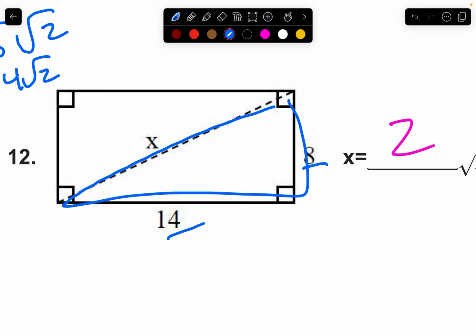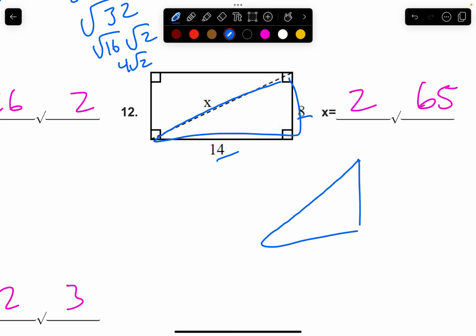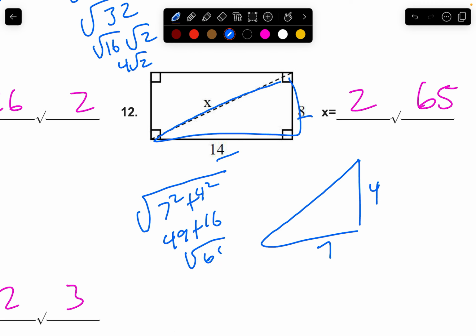A rectangle, we know 2 sides. I'm going to focus on this right triangle. I'm going to reduce. That would be divide by 2 is 4, divide by 2 is 7. That's going to be an addition. That's 7 squared plus 4 squared. That's 49 plus 16. 49, 59, that's the square root of 65. 65 is 5 times 13, so there's no perfect square factors.